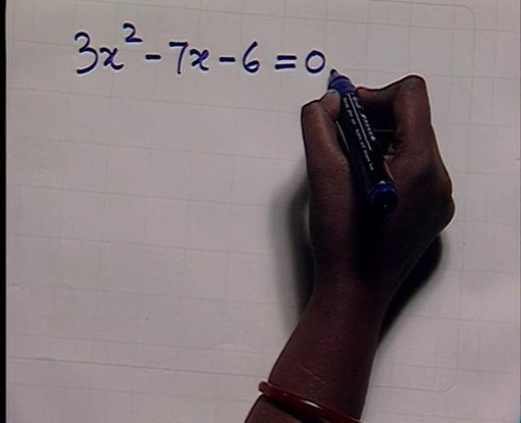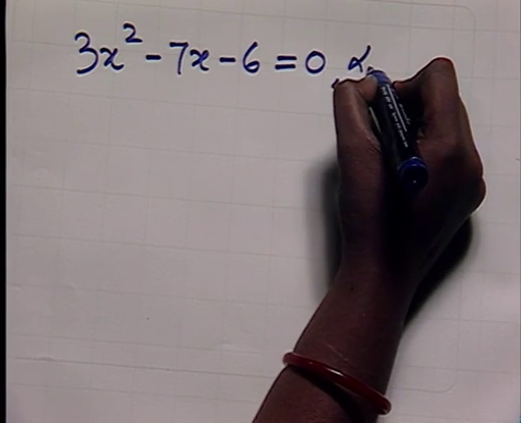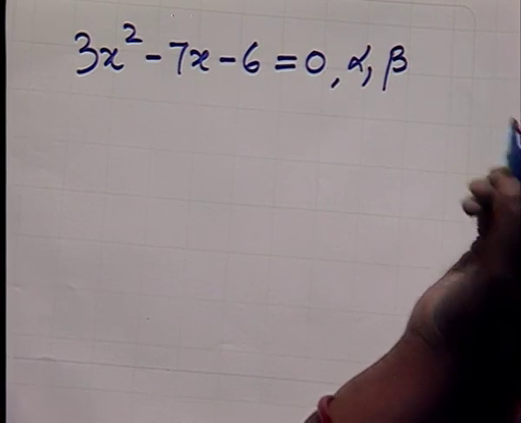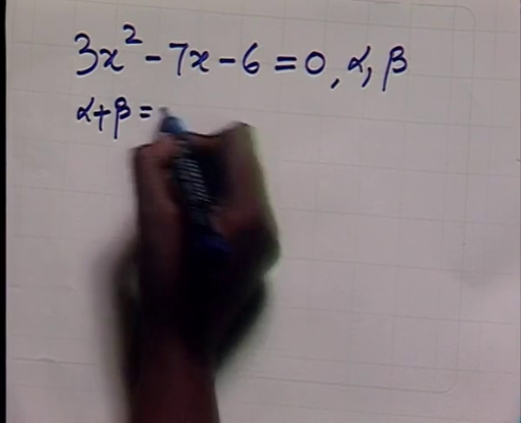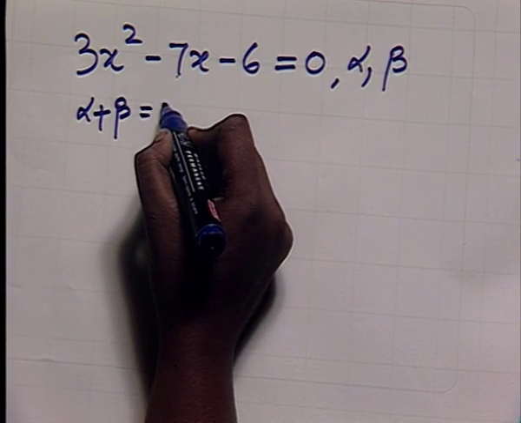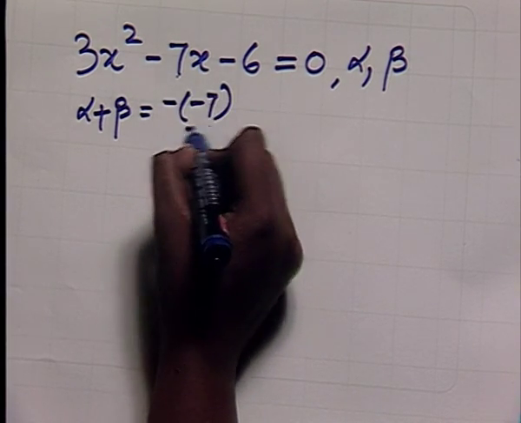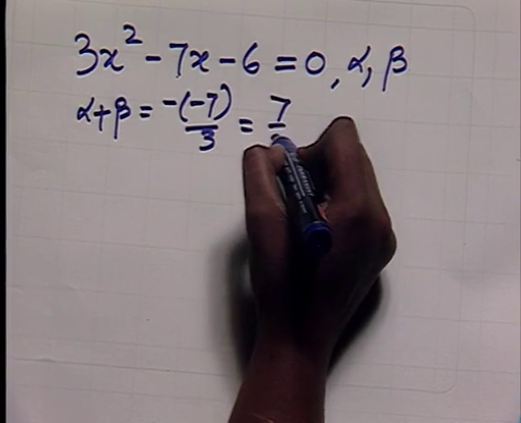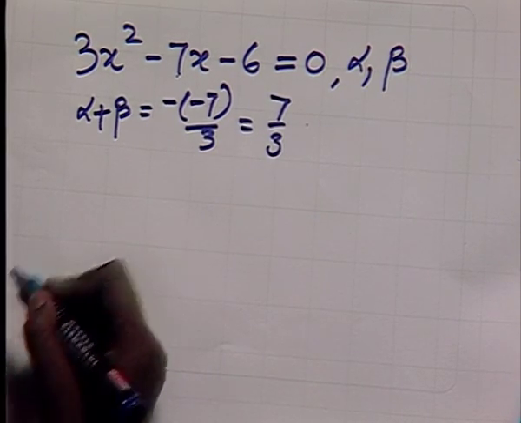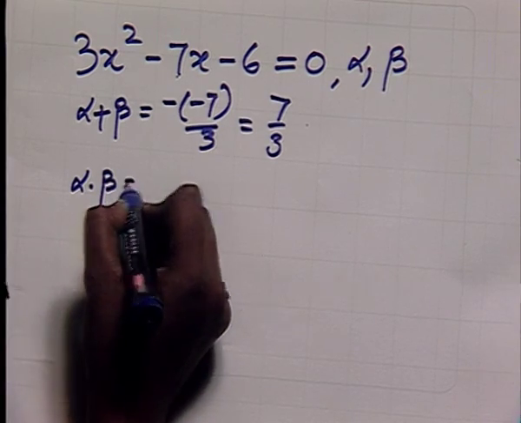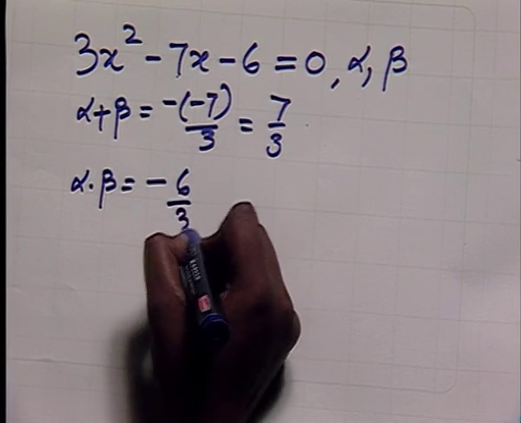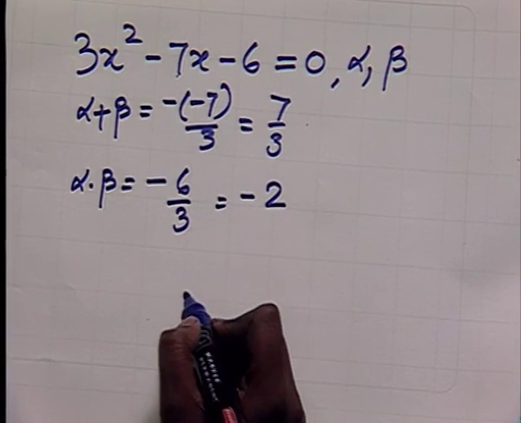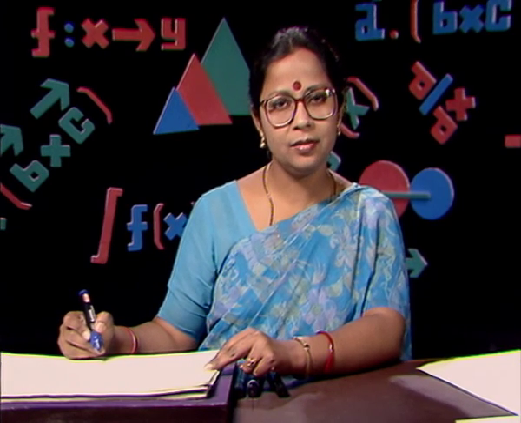Again, let us suppose that the roots of this equation be alpha and beta. Then the sum of the roots of this equation will be alpha plus beta, which is equal to minus b upon a, that is minus of minus 7 upon 3, which is equal to 7 upon 3, and the product of the roots of this equation will be c by a, that is minus 6 upon 3, which is equal to minus 2. What do you think will be the roots of the required equation?